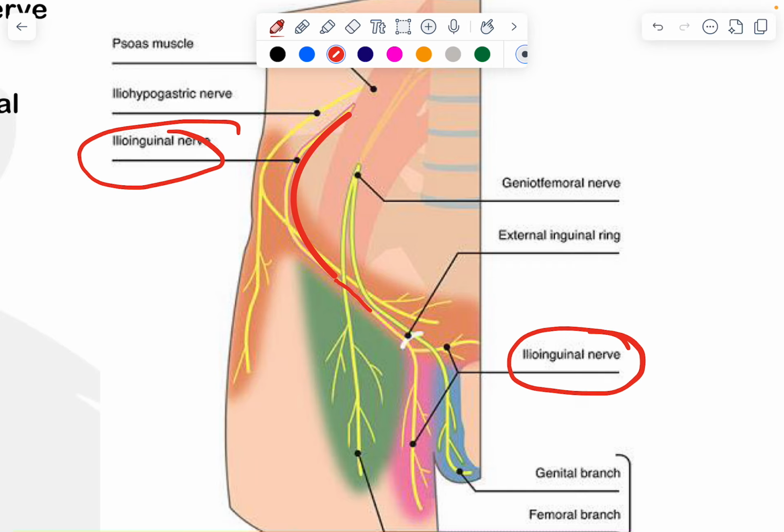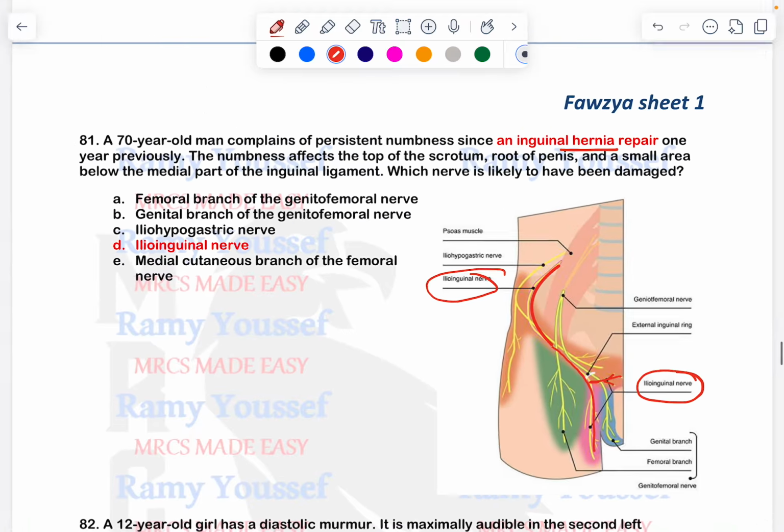So it comes like this: one part goes to the medial side of the thigh and another branch goes here. Questions are asked on this. The genitofemoral nerve supplies the scrotum and the medial side of the thigh, but it is not asked.